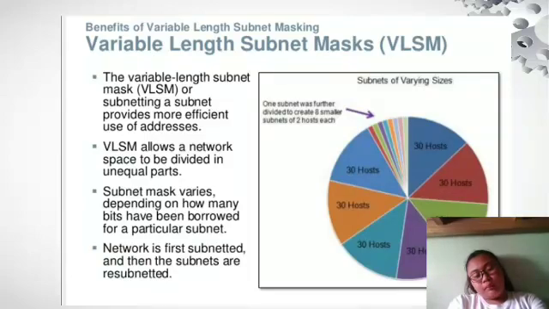The network is first subnetted and then the subnets are resubnetted. This figure shows subnets of varying sizes. One subnet was further divided to create 8 smaller subnets of 2 hosts each.